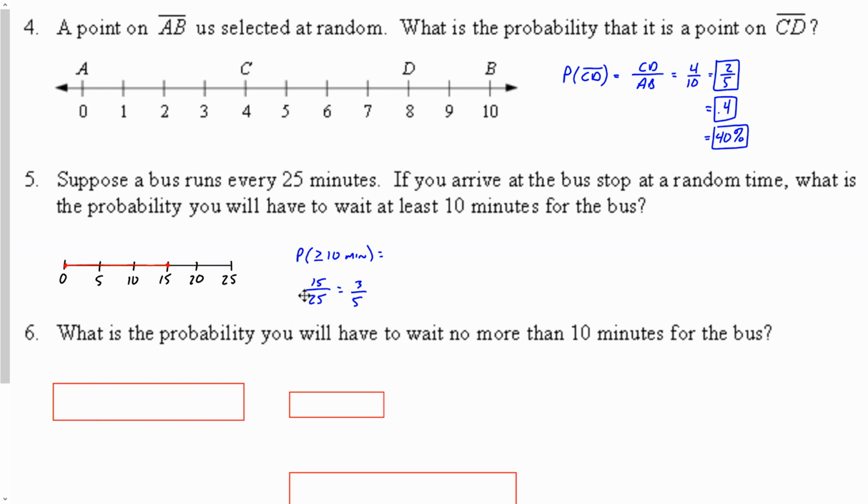The favorable portion or length on this number line is 15, from 0 to 15. The possible length would be from 0 to 25, that entire number line. So now I just have to reduce, and this would give me a probability of 3/5. Now, I didn't specify which way we were going to give our answer, so we're just going to leave it as that fraction answer for now.